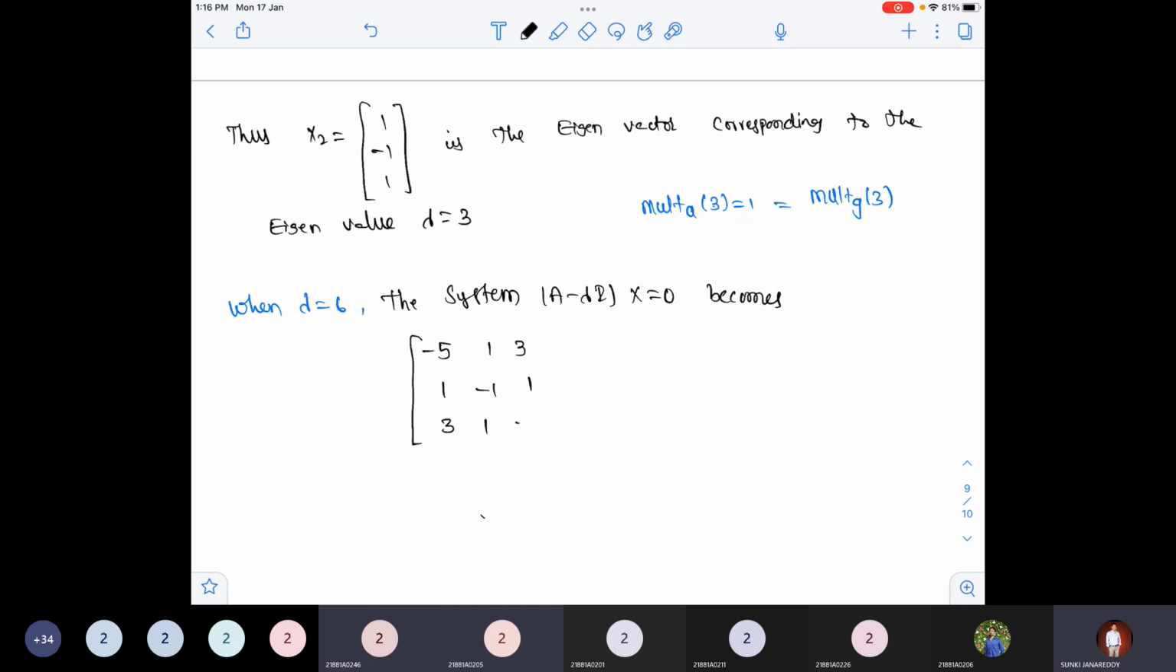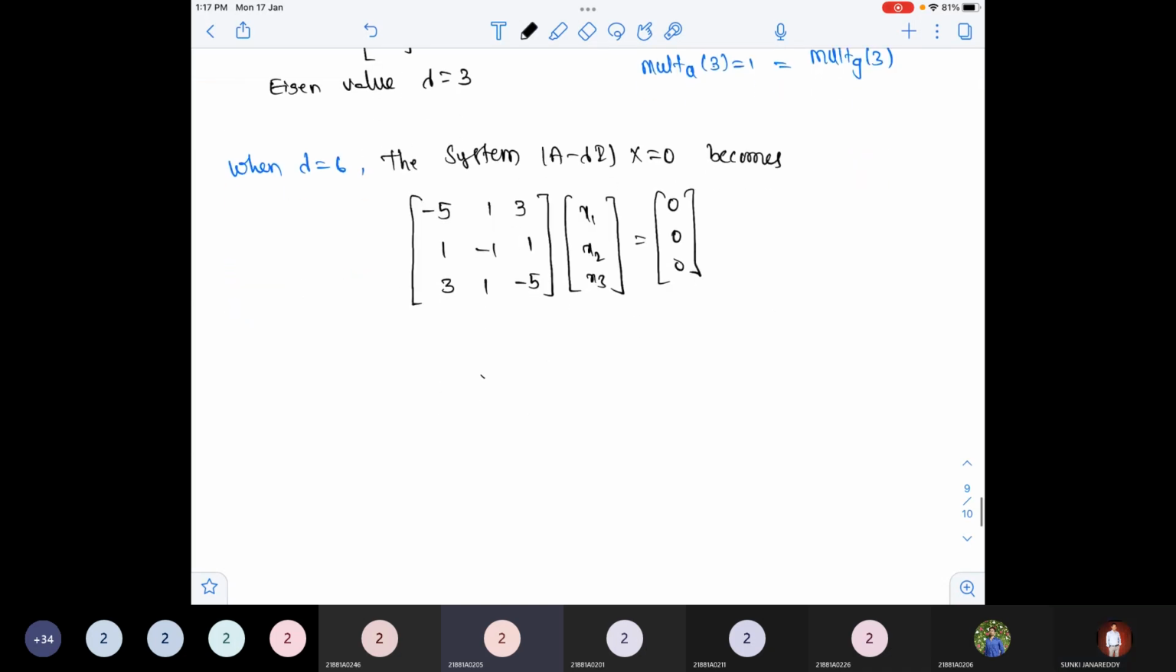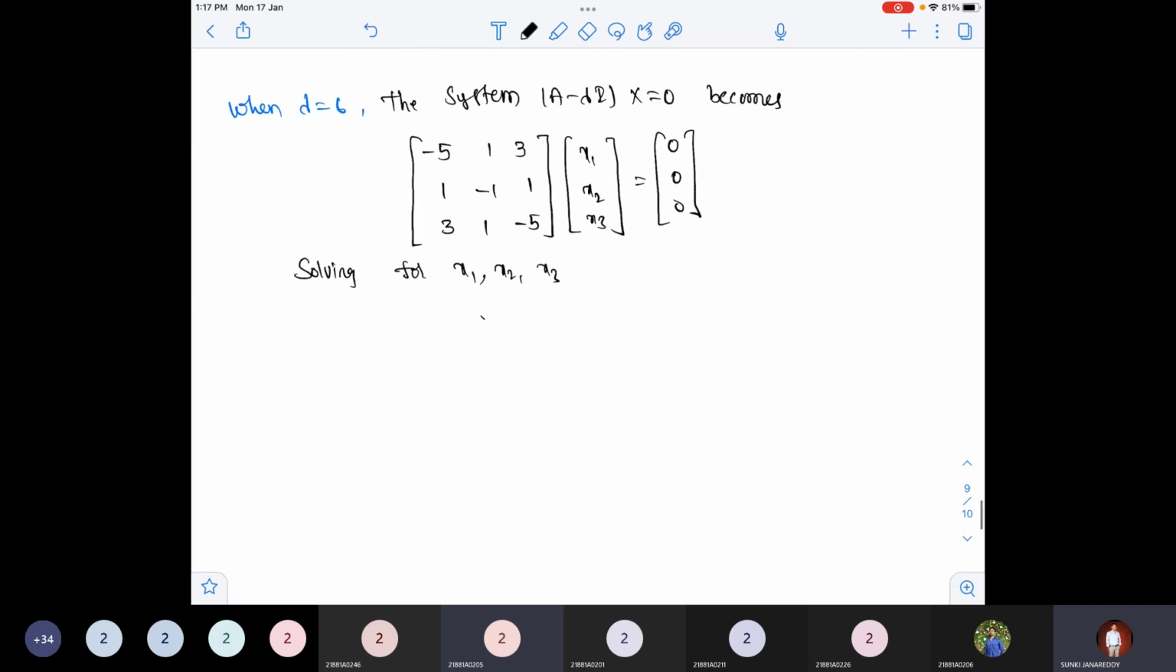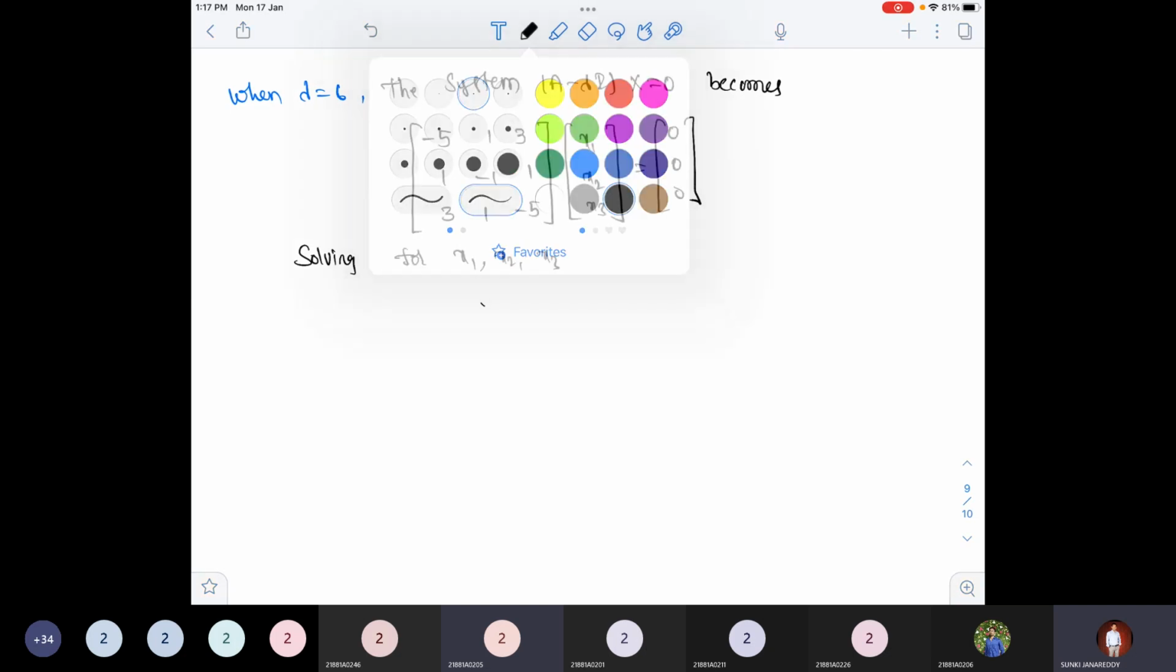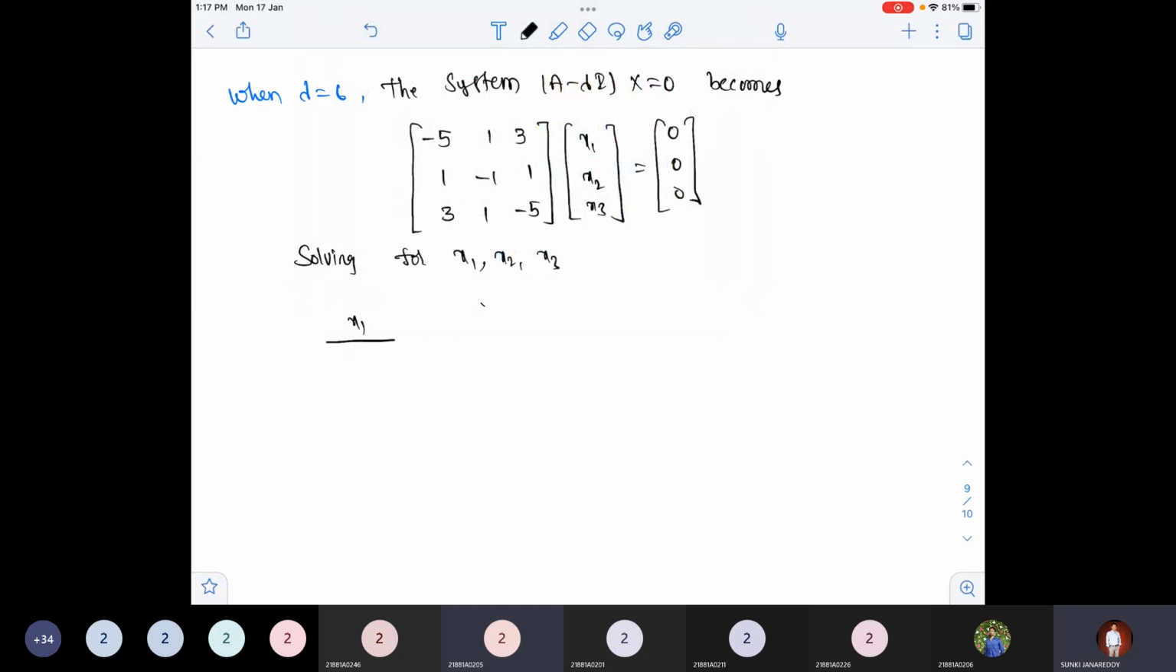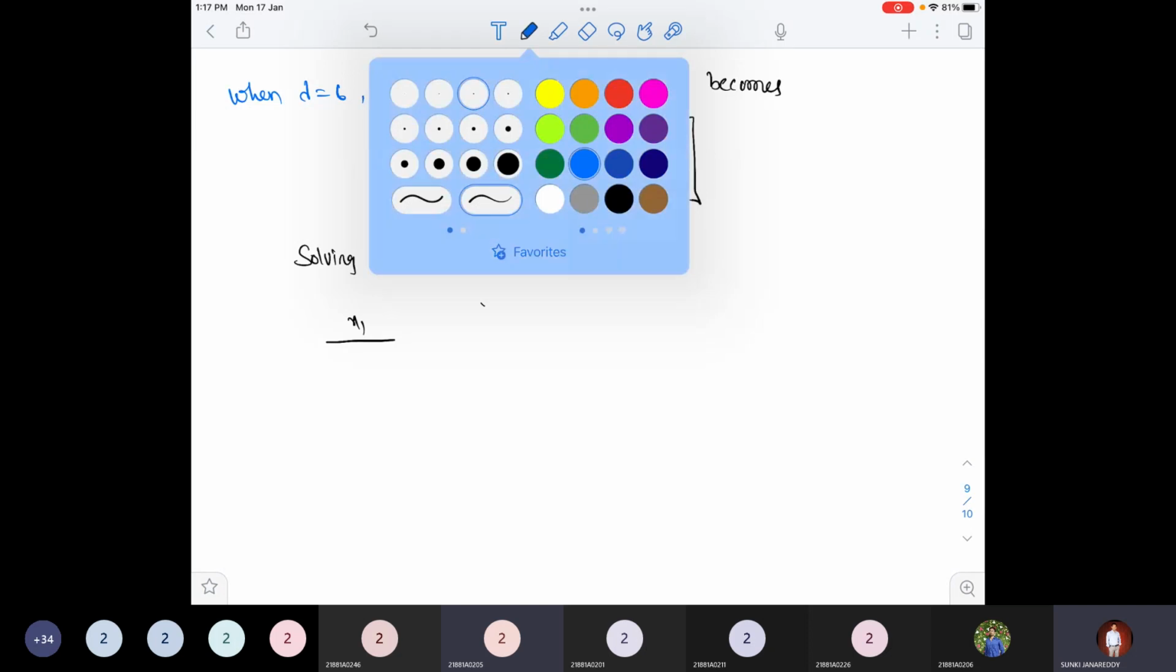3 3 3, 1 1 -5, x1 x2 x3, and that is equal to 0 0 0. Solving for what? Solving for x1 x2 x3 here. Here also fix the first row. Then what can we get for x1? All of you do it and tell me.